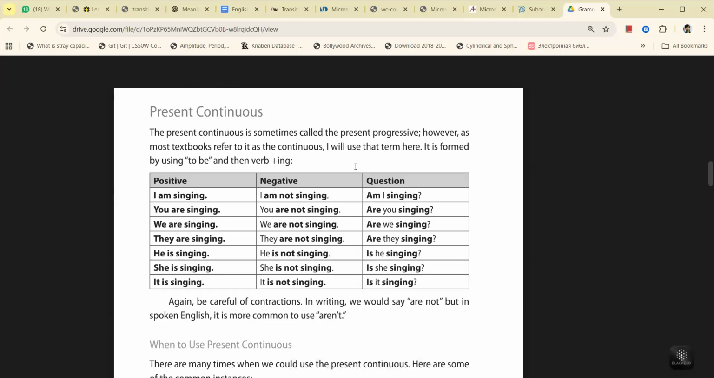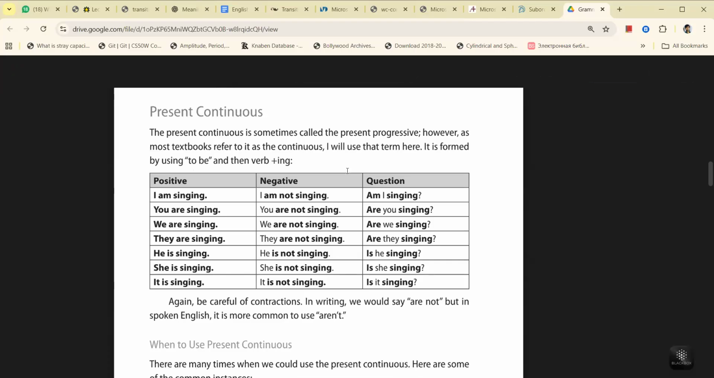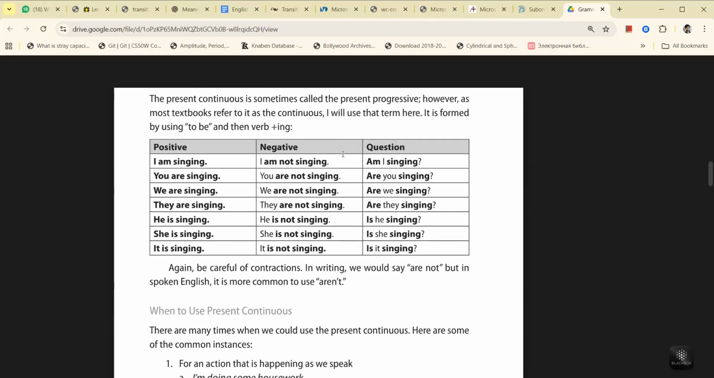Present continuous. Present continuous is sometimes called the present progressive. However, as most textbooks refer to it as the continuous, I will use that term here. It is formed by using to be and then the verb plus ing. Okay, so here are the positive, negative and question forms.